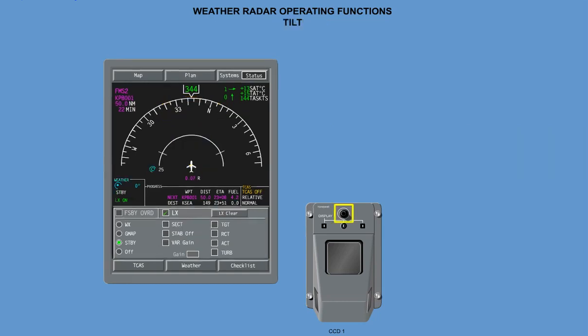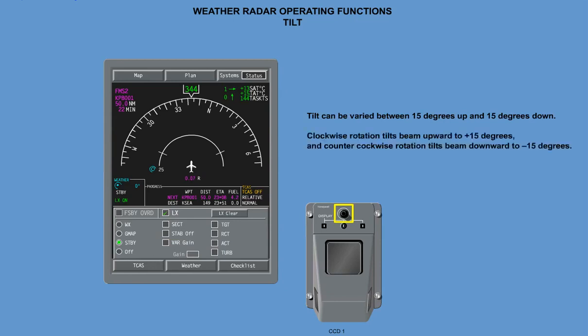The inner knob on the CCD provides tilt control and gives the pilot manual control of the antenna tilt angle. The CCD inner knob is a dedicated tilt knob if variable gain is not active. Tilt can be varied between 15 degrees up and 15 degrees down. Clockwise rotation tilts beam upward to plus 15 degrees, and counterclockwise rotation tilts beam downward to minus 15 degrees.